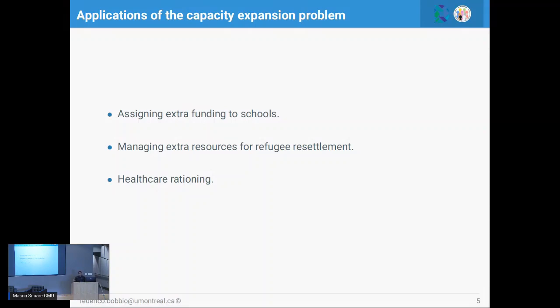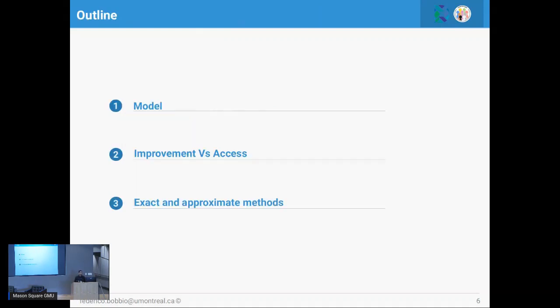So we are hopefully getting out of a pandemic. Imagine the central government obtaining some extra ventilators that should be distributed to hospitals. So to which hospitals should these ventilators be assigned? The plan of the talk is: we'll provide a model. We'll show that the model we provide is sufficiently flexible to be adapted to several real-world situations, and then we'll provide some exact and approximate methods. So let's dive into the model.